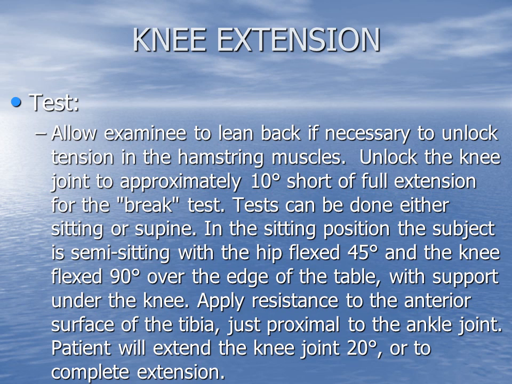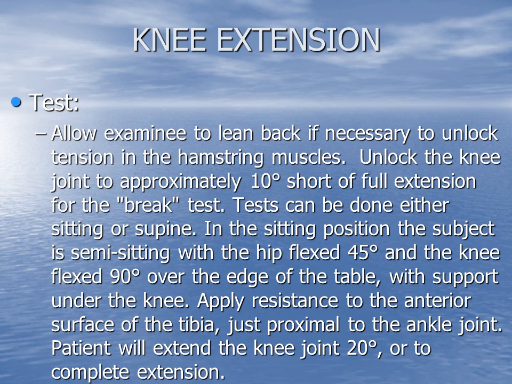So to test for resisted knee extension, we have the examinee seated, and we allow the examinee to lean back if necessary to unlock tension in the hamstring muscles. Tension in the hamstring muscles will build as the knee goes into full extension, so make sure to allow the examinee to lean back if they need to. Unlock the knee joint to approximately 10 degrees short of full extension for the isometric muscle tests.